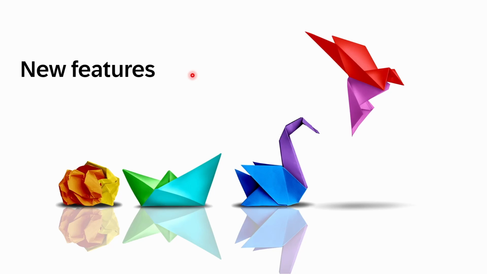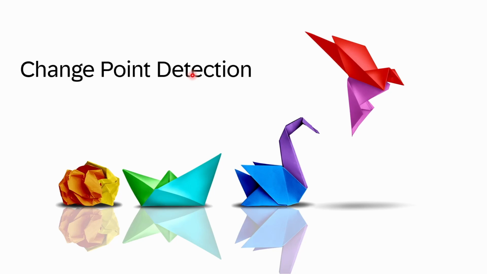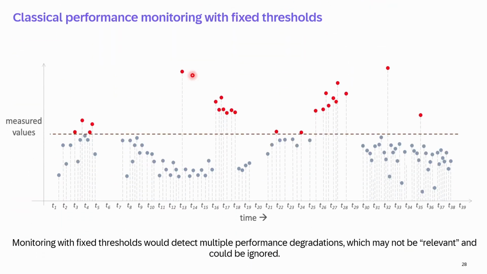Now let me show you two additional features that were introduced in the last quarter or last half year. One is the change point detection. This was already announced last year, or probably also shown. With real user monitoring, it's quite difficult to use AI functions or automatic detection.